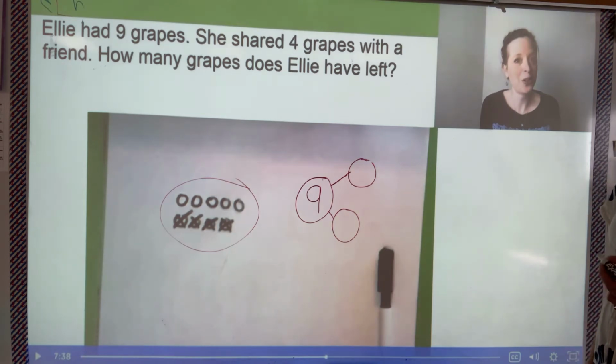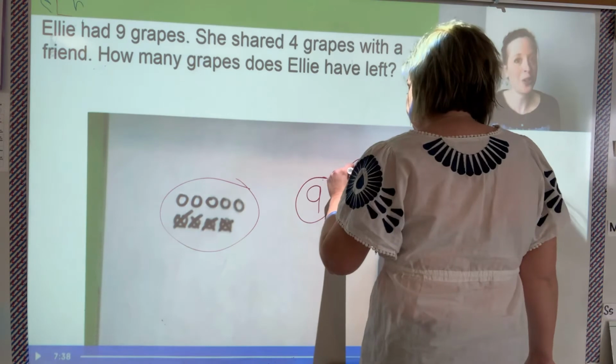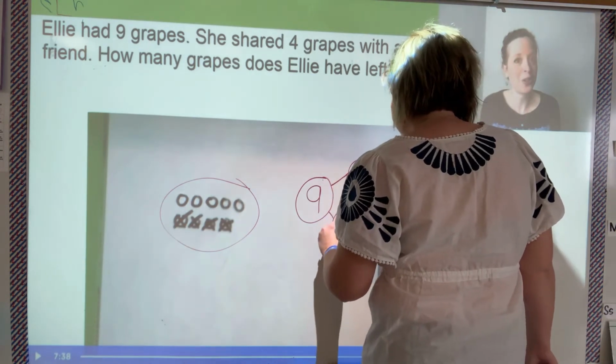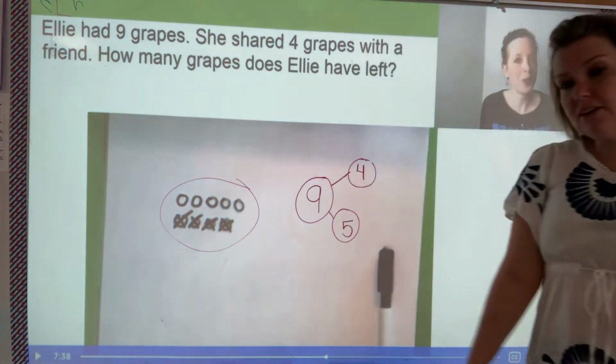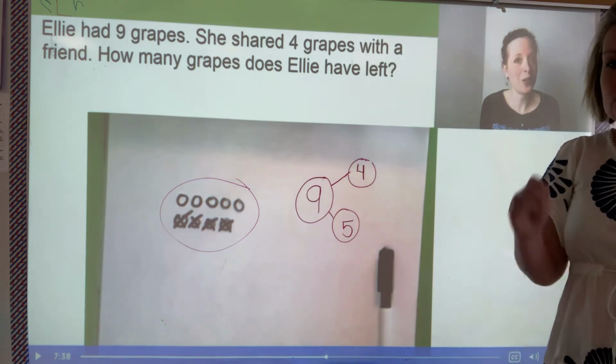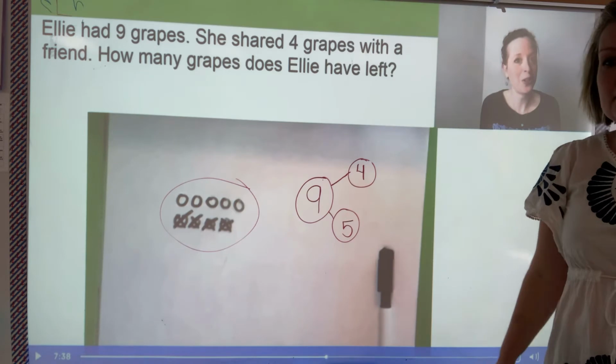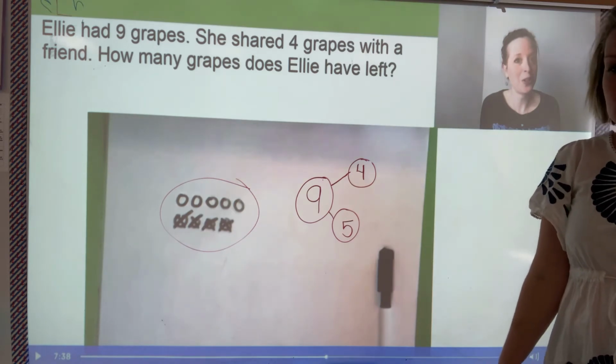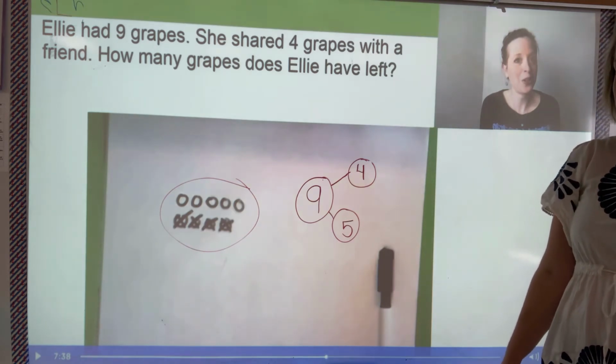4 and 5. How am I going to know which part I took away? What can I do to help me remember which part is taken away? What could I do that could help me remember that?